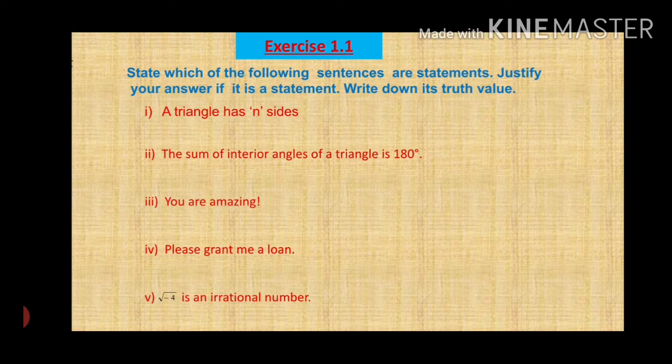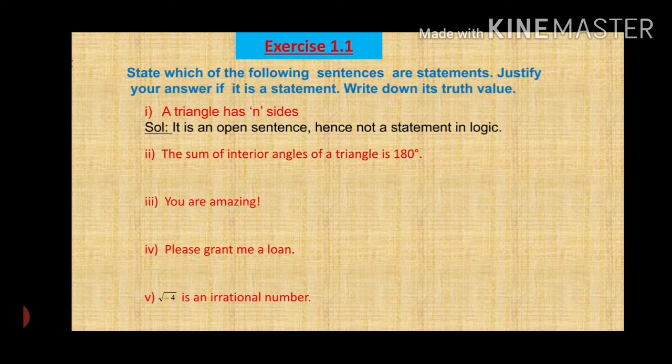First sentence, a triangle has n sides. See, is it a statement? No, because see, a triangle has n sides. Now over here, if n is equal to 3, then it is a statement, true. But if n is equal to 5, then a triangle has 5 sides, that is false. So it is not a statement because it is an open sentence. So we write it is an open sentence, hence not a statement in logic.